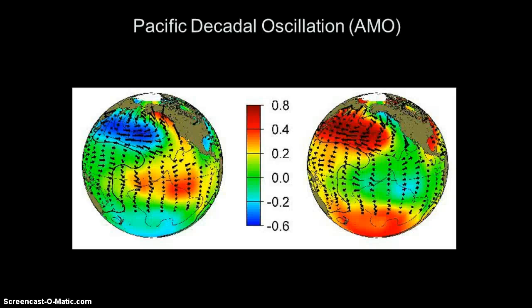So another, whoops, that's supposed to be P. There we go. Change that to Pacific decadal oscillation.